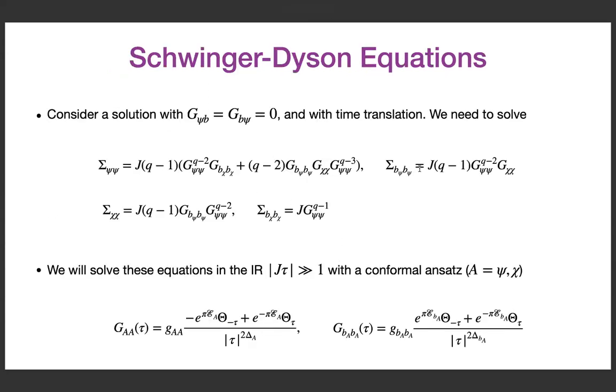Now one has four. They're just double the number of equations as before. But we will look at solutions where the Fermion correlators vanish and are translation invariant, and now we have to solve these equations. But again, we insert the conformal ansatz. This is all the same as before, just we have 2 copies of it, and the equations are more complicated.